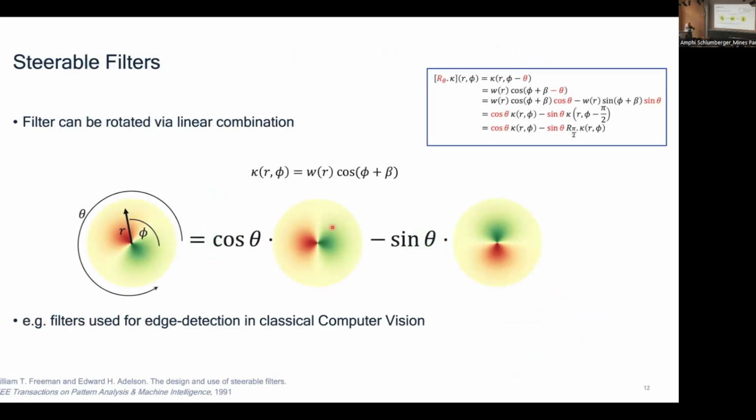These are filters that can be rotated, continuously rotated, by just linearly interpolating some set of basis filters oriented at certain fixed orientations. For example, you might recognize here the classical filters used for edge detection in computer vision, which are like directional derivatives of Gaussian filters. And they have the property that basically a rotation by theta of this filter is equivalent to linearly combining the horizontal and the vertical filter weighted by the sine and cosine of theta. It's easy to prove, but it's not the point here.